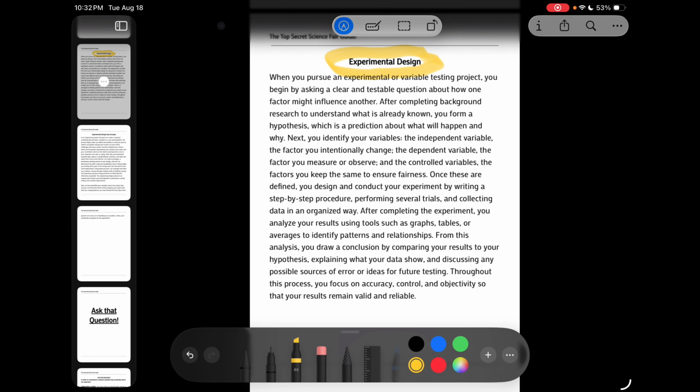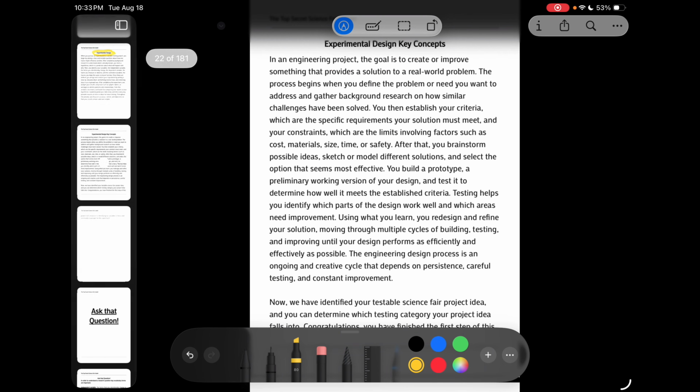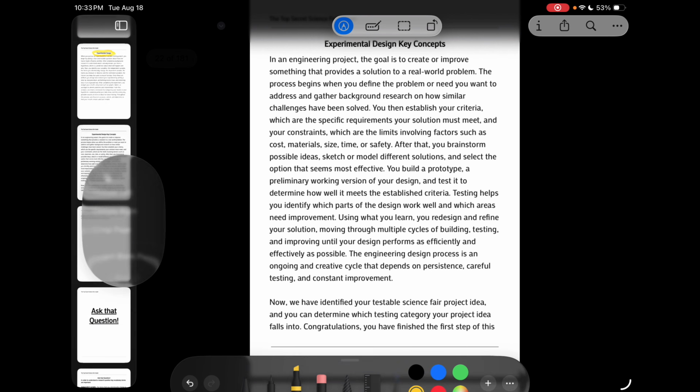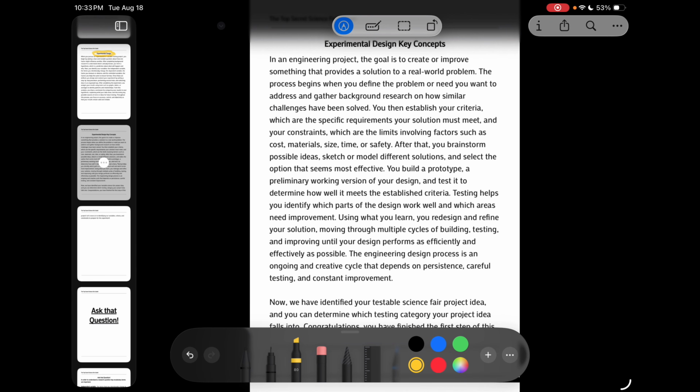Throughout this process, your focus is going to be on accuracy, control, and objectivity so that your results remain valid and reliable. So we're not going into this with any bias, and we're not really betting or expecting any results. You have to go into science with an open mind. Okay, so experimental design key concepts.